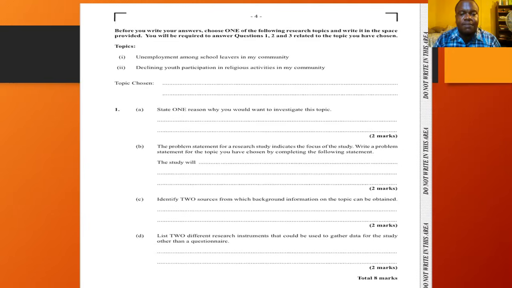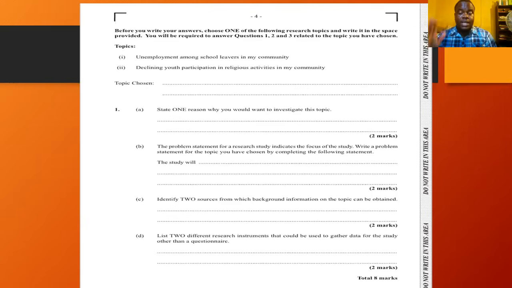Write a problem statement for the topic you have chosen by completing the following statement. The study will. For the problem statement, it is always good to include cause, effect, and solution. That's the easy way to go. Whenever you're coming up with a problem statement or a statement of problem, think about cause, effect, and solution. You can surround your problem statement around any 1, any 2, or all 3, right? Or you can, if you're brilliant enough, you can always reword your problem statement. But the easier way to go is to stick with cause, effect, and solution.